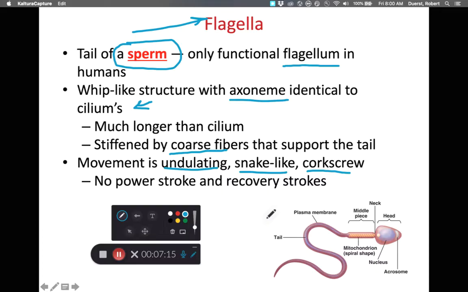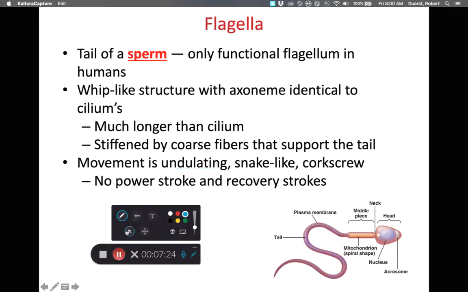A key distinction between flagella, or in this case flagellum, and cilia is that there's no power stroke and or recovery strokes associated with it.